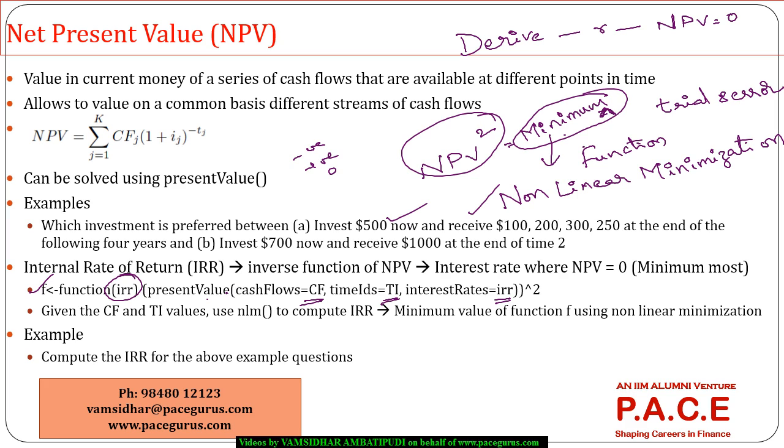This particular IRR is computing me the NPV using the present value function, and I am making sure that this NPV squared will be 0. For that I am trying to find out what should be the value of IRR that minimizes that value, equating it to as minimum as possible. I am using the NLM function, which is nothing but the non-linear minimization. So for the same examples, I want to do the IRR.